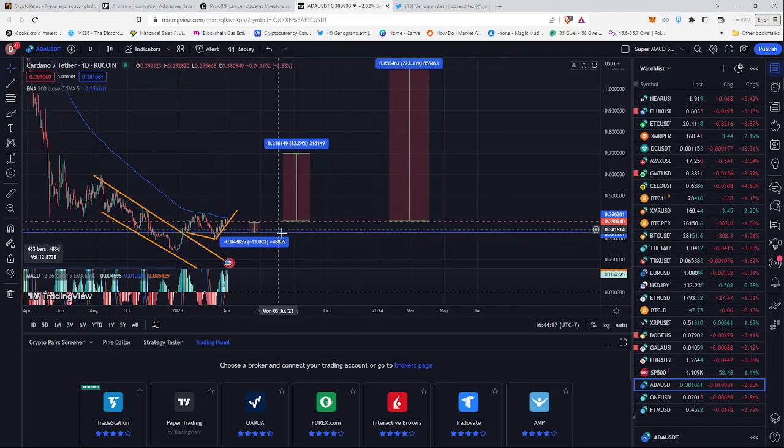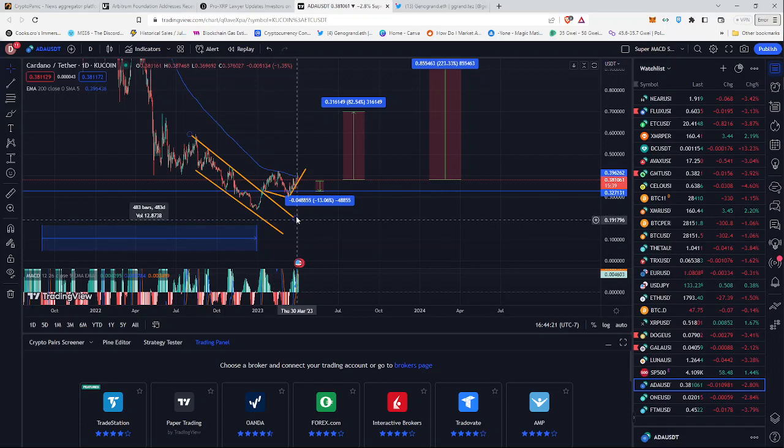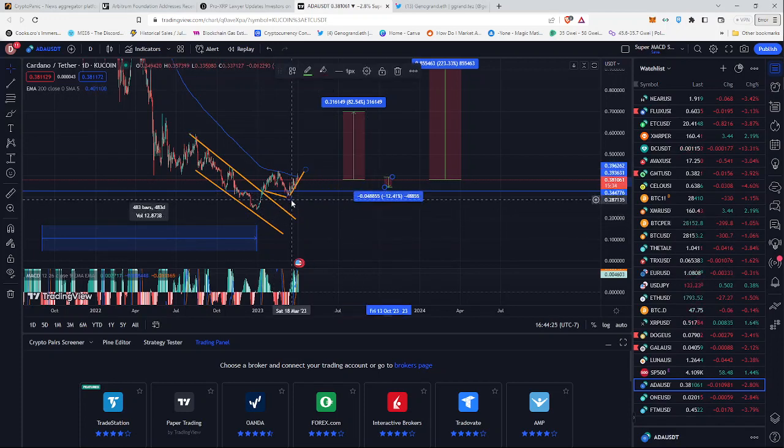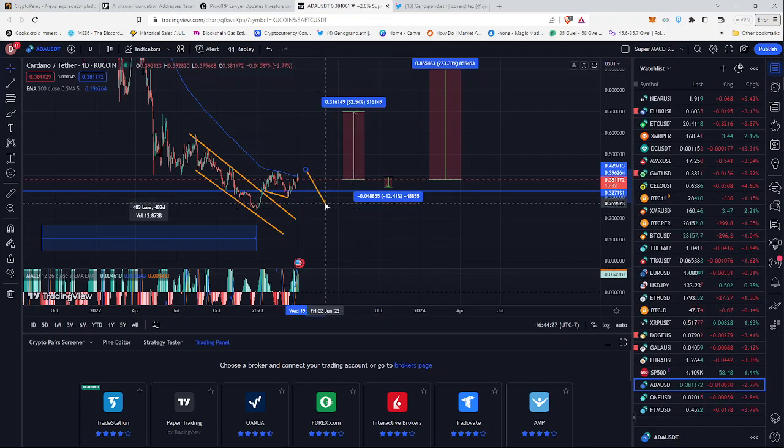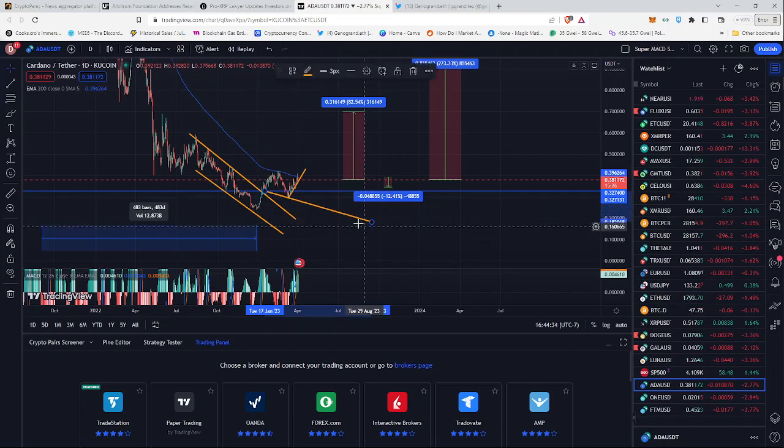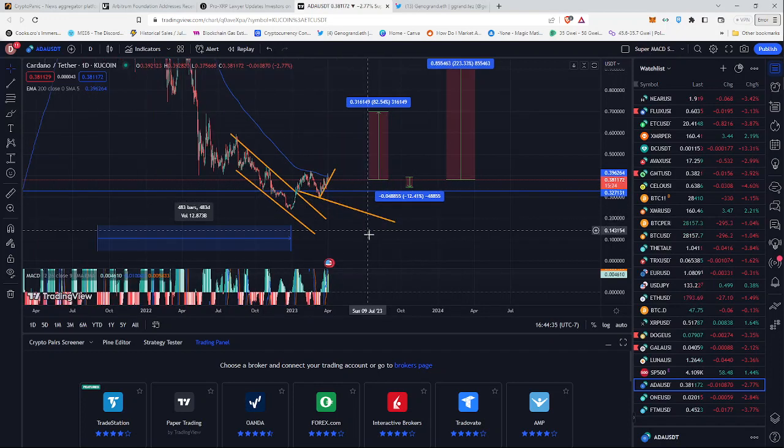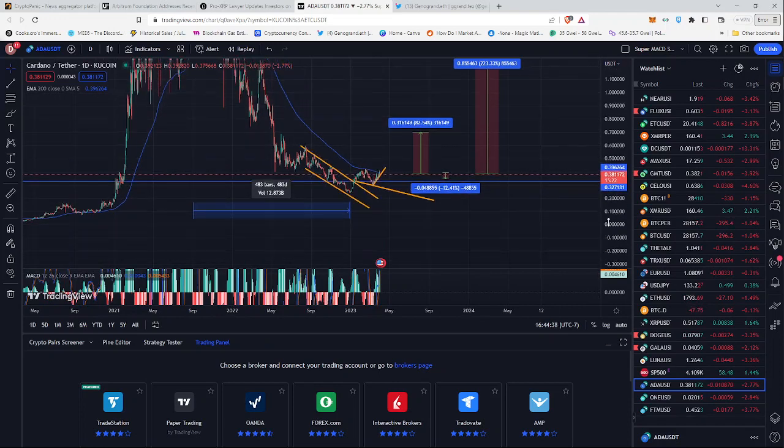I don't see us going much further than this support here, and if we do, I'd be highly surprised. I would honestly look to extend this line here for the next level of support, and then look for another pattern from there.